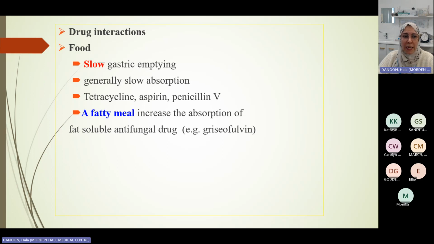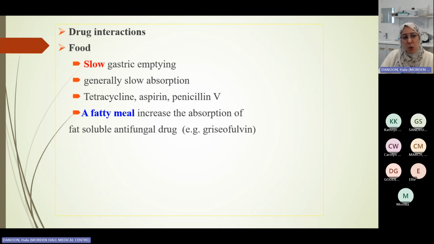So generally it slows absorption, but some medications it will increase, like rivaroxaban. We tell the patient that they need to take it with the main meal, because if they do not take it with the main meal, it would reduce absorption by 60%. So that will affect the bioavailability and protection against a stroke. Tetracycline, aspirin, and penicillin V. So aspirin needs to be taken with food because it protects the stomach. Tetracycline and penicillin on an empty stomach.